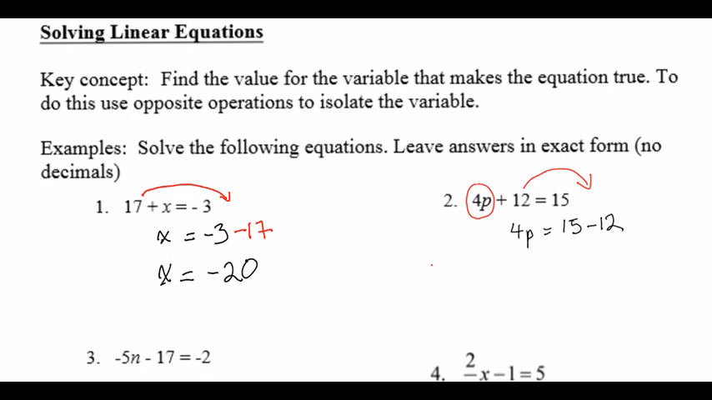Now, we must collect like terms on the right side of the equation to get 4p equals 3. To get p by itself, we must divide both sides by 4. So in the end, we have p is equal to 3 over 4, or if you changed it into a decimal, 0.75.